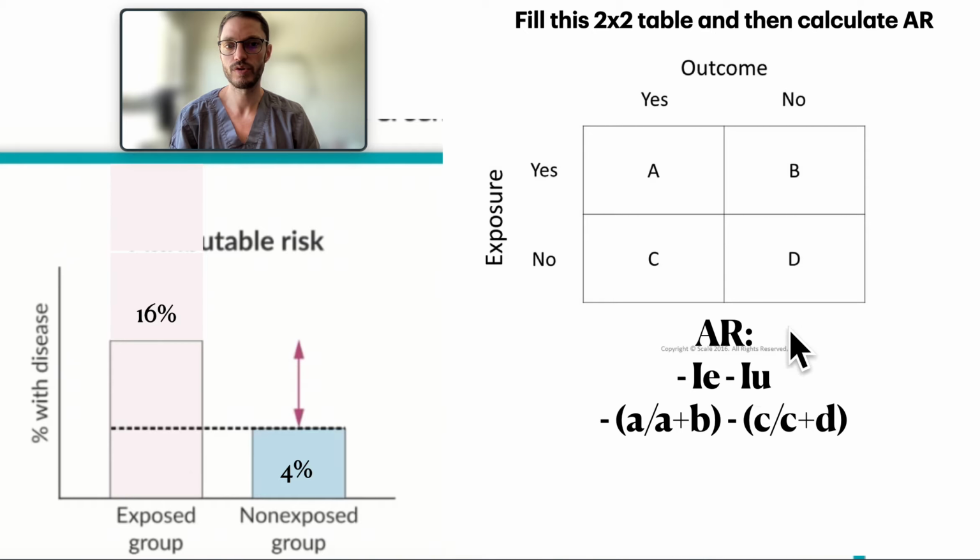Then how do you get the incidence in the unexposed? You have C, which is, okay, these weren't exposed, but this one got the outcome. That's C. Over all the population that wasn't exposed, which would be C plus D. So that being said, there you have it. You can fill it out and let me know.